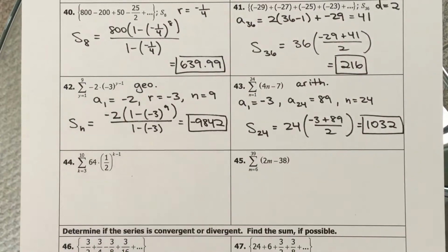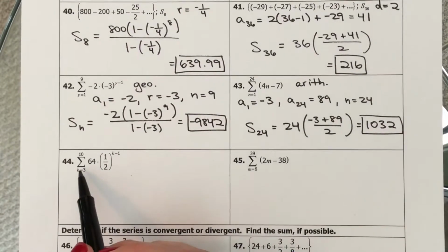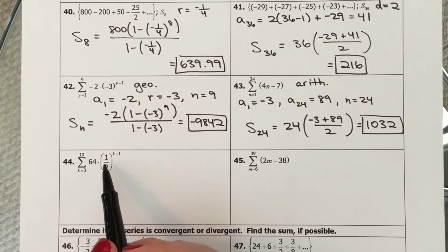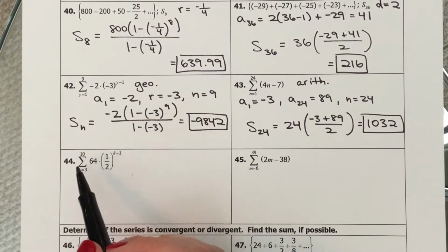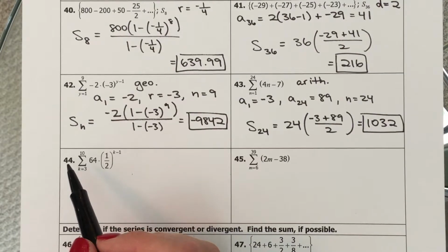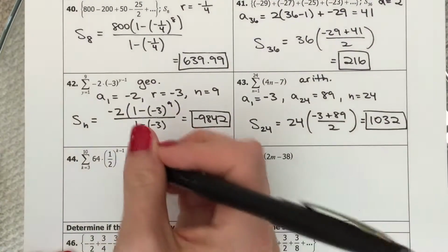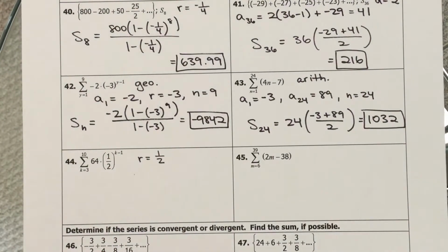Okay, 44, back to being geometric. So this one, these are a little bit trickier, the ones that don't start at 1, but we can still kind of work our way and figure out what the A1 would be. So you kind of trace backwards, knowing that this is 1/2. So if the third term is 64, multiply that by 2, divide that by 2 to kind of work our way backwards. We can figure out what the initial term must have been. So R is going to be 1/2.